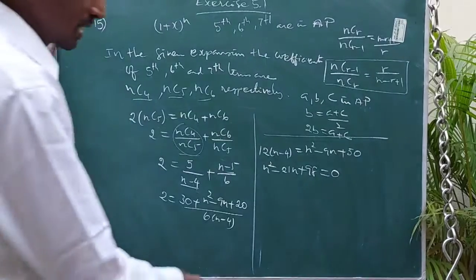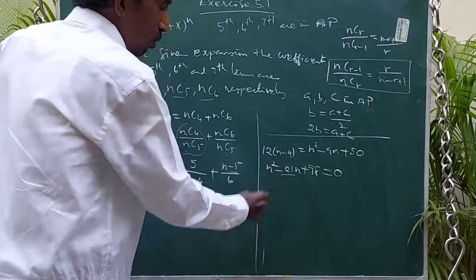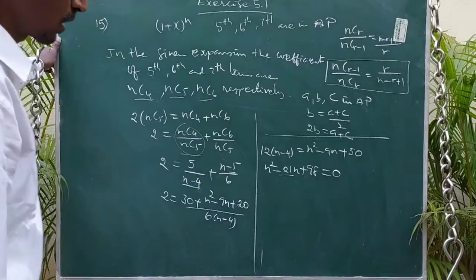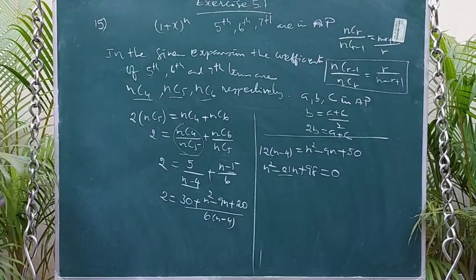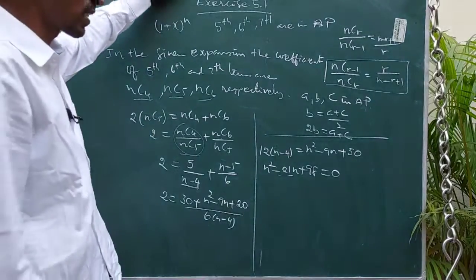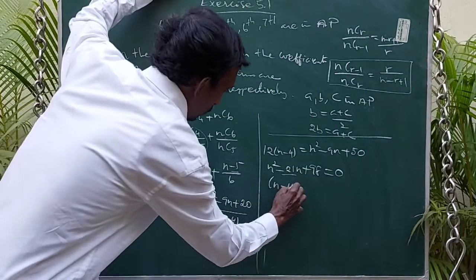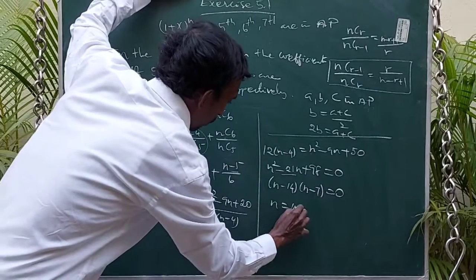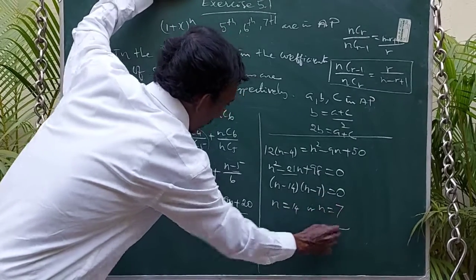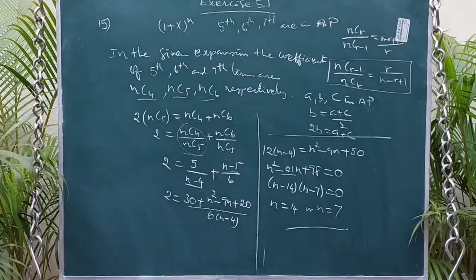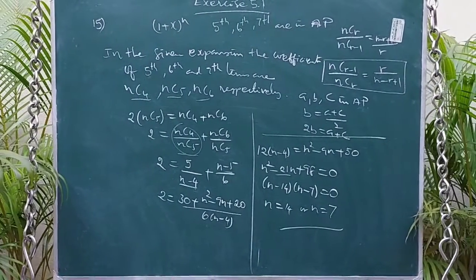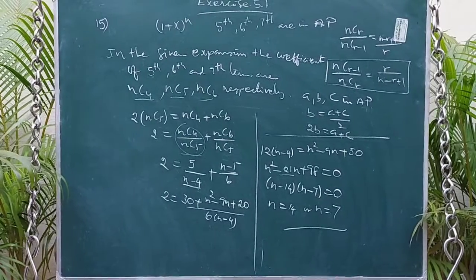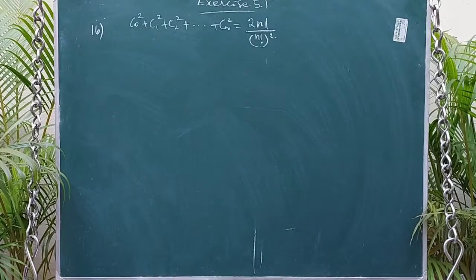Here we need to factorize it. The sum of the roots is minus 21 and the product of the roots is plus 98. So we have to consider minus 7 and minus 14. 7 14s are 98. So n minus 14 into n minus 7 equal to 0. n equal to 14 or n equal to 7. So we got two possible values for n, either 14 or 7. This is the answer for question number 15.